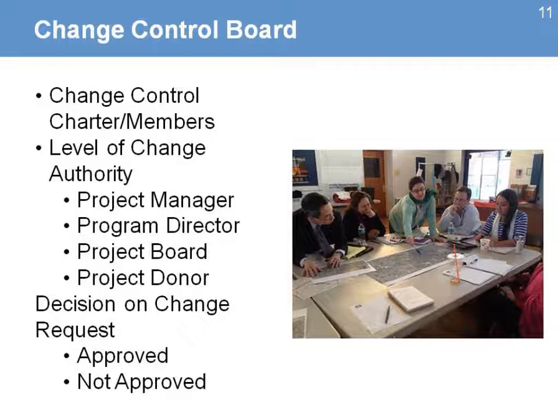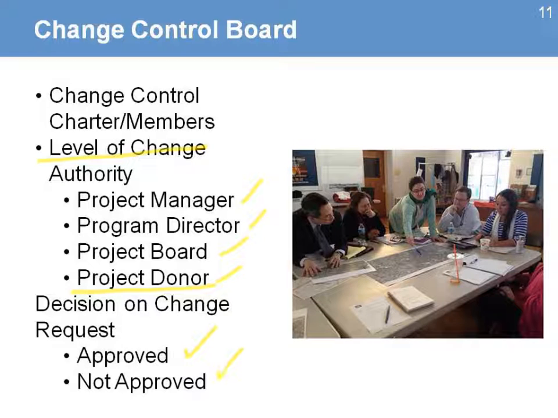The Change Control Board is chartered by members from the organization, from the team. You can have subject matter experts, people that can help you on the decision. They need to have a level of authority on the changes. People who are going to be part of that board include the project manager, the director, the board, or the donor. Depending on the level of authority, some decisions can be made by the project manager. Other decisions that have a high impact, even in the design of the project, need to be approved by the project donor.